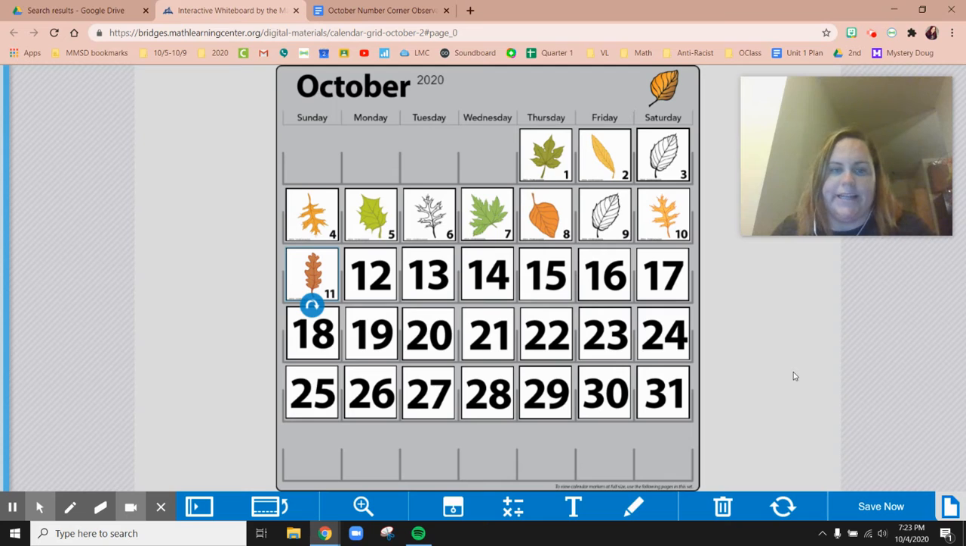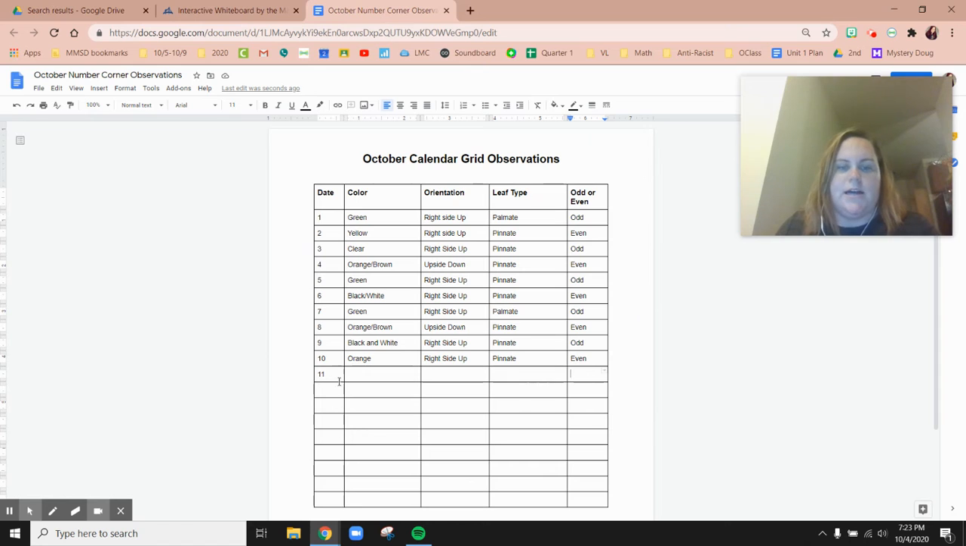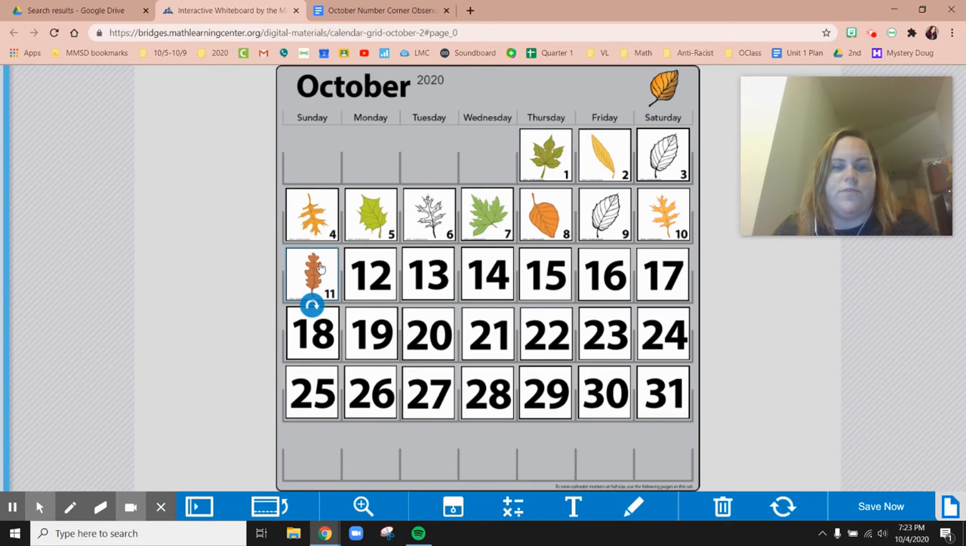Ooh, there is the 11th. This is a new leaf that we haven't seen before. So I noticed that the color, what do you think the color is? What would you say about that? I am going to say that that color is brown. So that is a brown color. Is that leaf right side up or upside down?